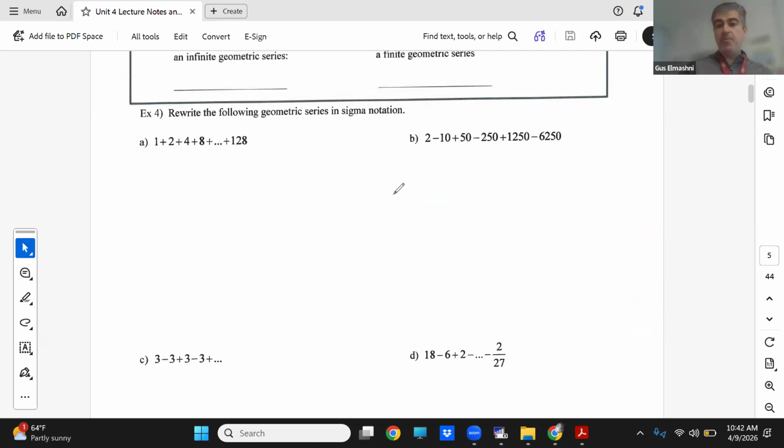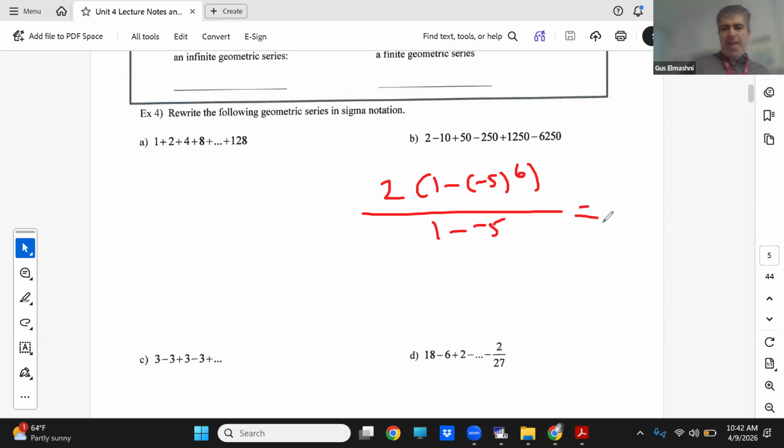So then you just calculate it, right? You just do 2 times 1 minus -5 raised to the 6th power over 1 minus -5. Again, you can just add it by hand, right? It's not that hard. Because the common ratio to go from the first to the second, whenever the terms are alternating, you're going to have a negative as a ratio, right? So if I do -5 raised to the 6th power, 1 minus that number, divide by 6, and times 2, you should get -5208.